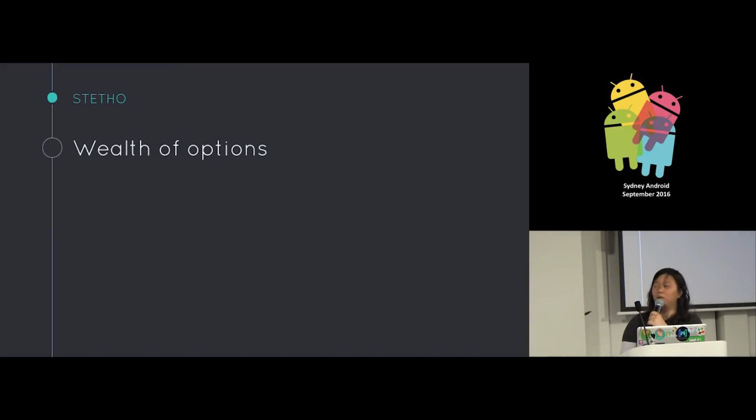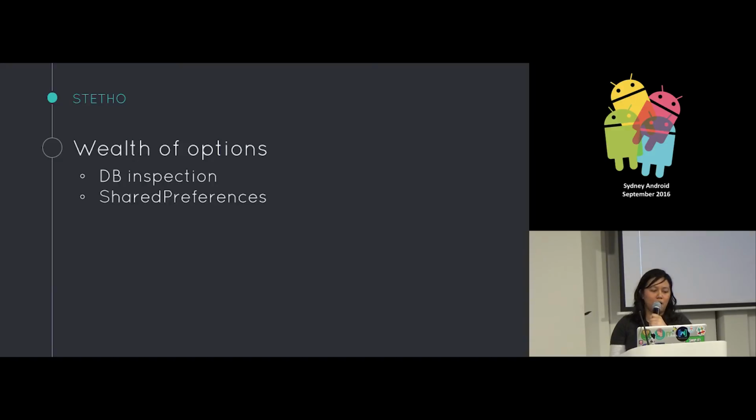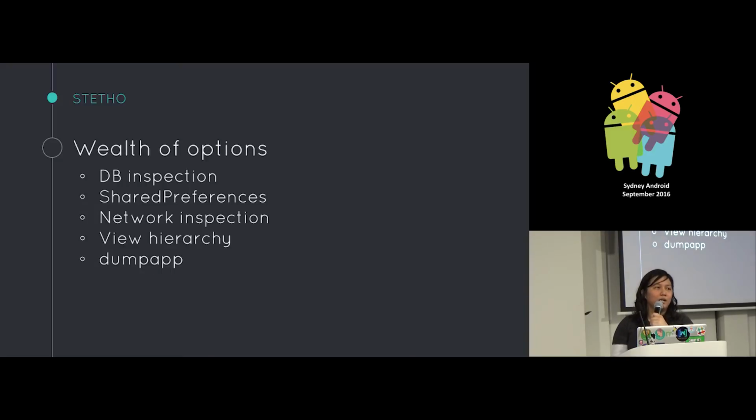Right. So Stetho. Stetho was developed by Facebook in early 2015. They open sourced it in Feb. It integrates with the Chrome Developer Tools UI for great visualization of everything and anything about your app. But what can you visualize exactly? DB inspection, you can modify database entries from within Chrome. Shared preferences, you can modify them too. Network inspection, view hierarchy, dump app.